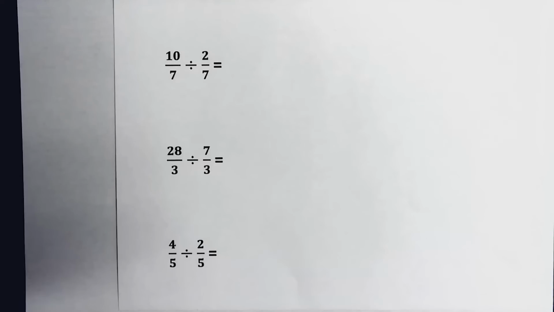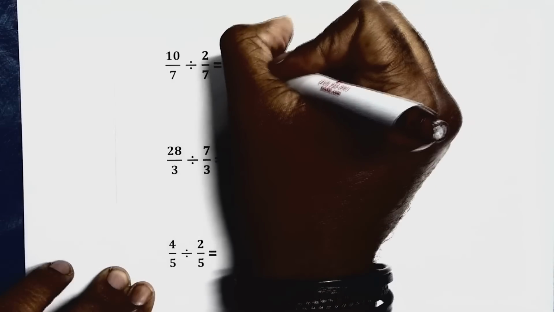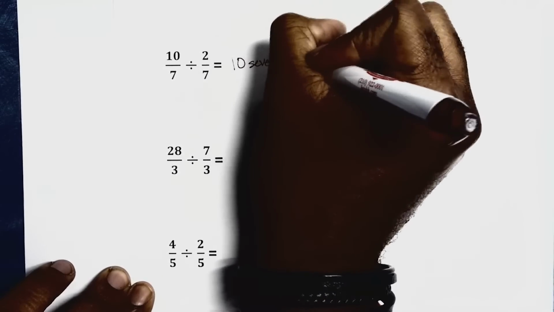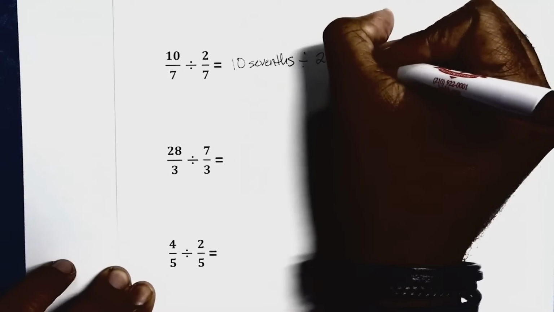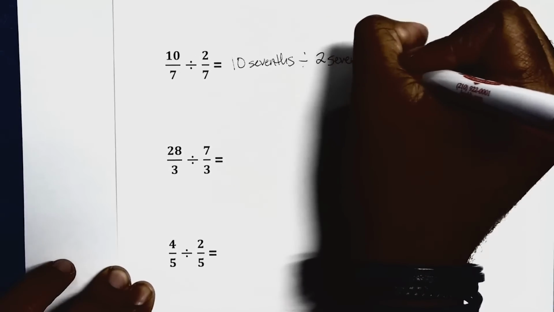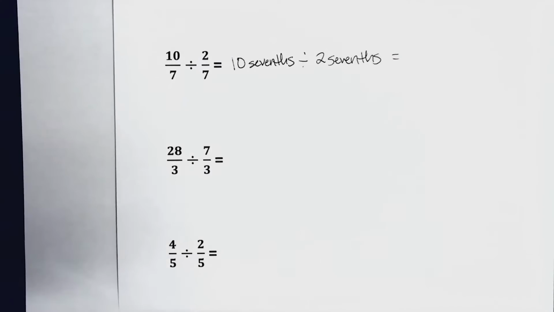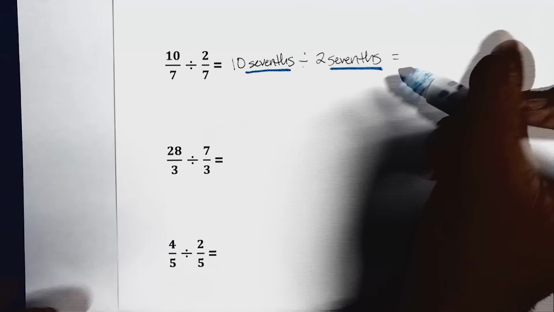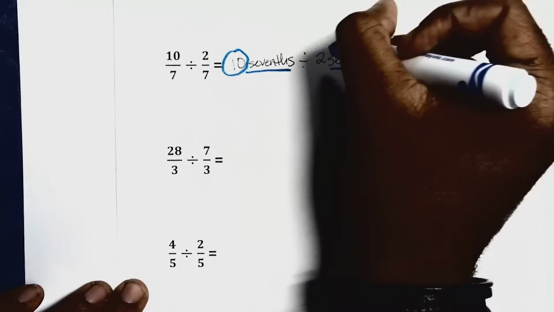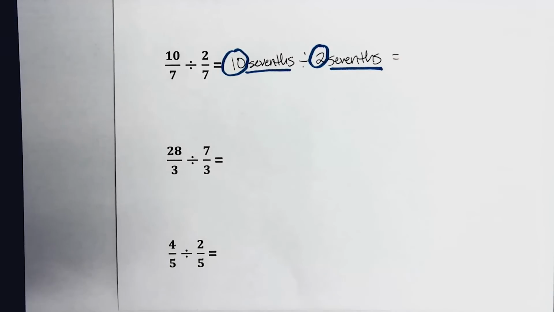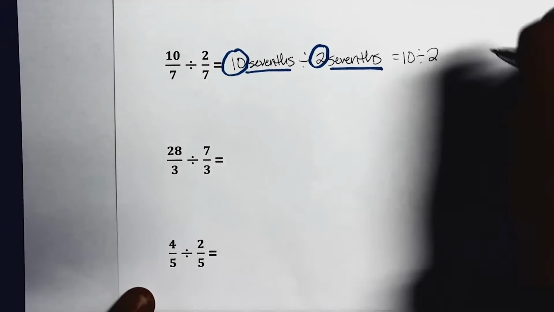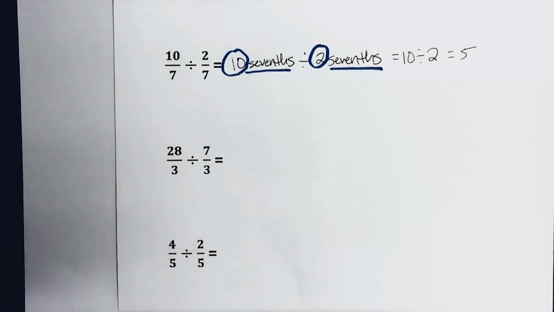I have 10 sevenths divided by 2 sevenths. My denominators and my units are the same. So that's my sevenths. So now I have 10 divided by 2, which is going to give me what? 5. Good job. Let's look at the next one.